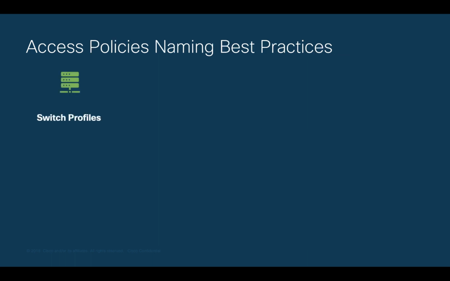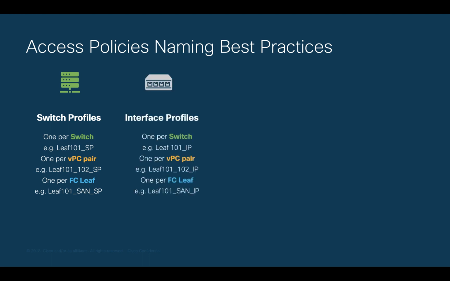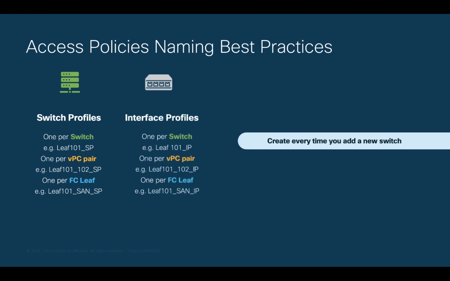Let's start with switch profiles. You only need to do this once per switch, so avoid creating multiple profiles for the same switch to keep your configurations clean. As a best practice, build additional switch profiles for every VPC switch pair you will use, as well as for switches with fiber channel ports if you have any. Then, create a corresponding interface profile, even with the same name as your switch profile if you'd like.